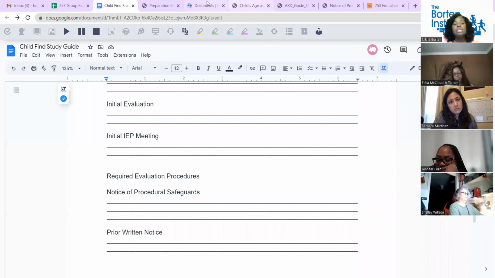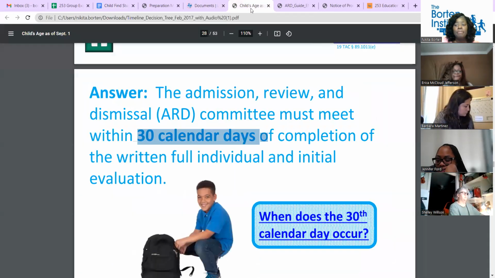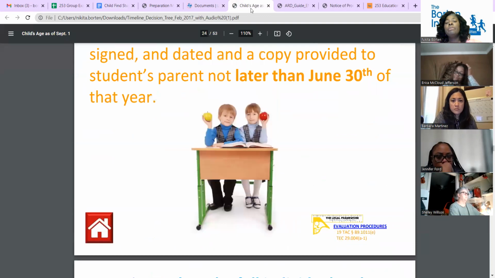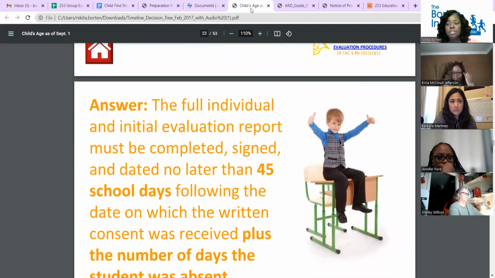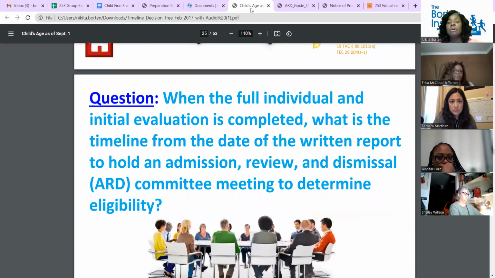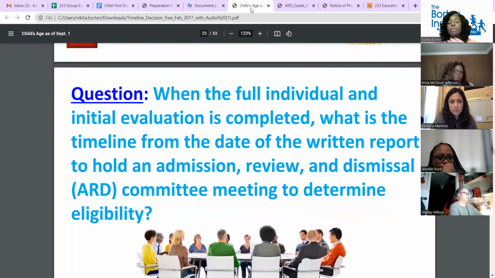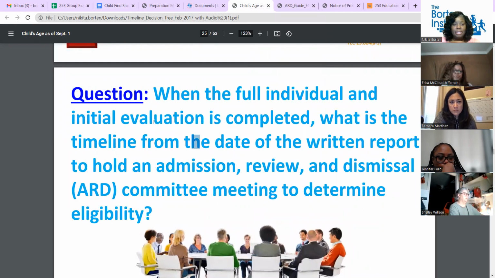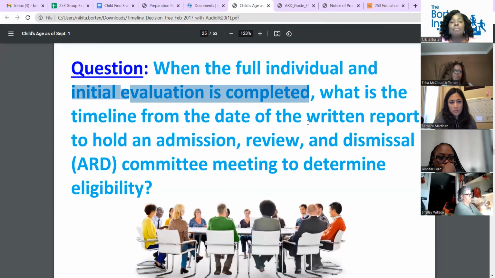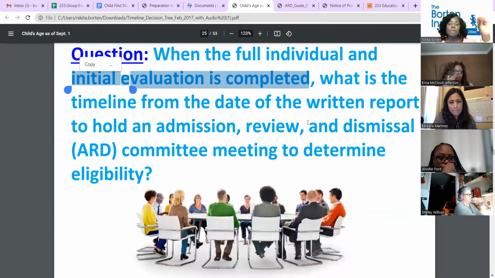Okay, here we go. Let's talk about the initial timeline to have the ARD. So we went through all the scenarios for the initial FIE. Now we're going to go through all the scenarios for an initial IEP, for the initial ARD meeting. When the initial evaluation is completed, it's signed, we're finished. What is the timeline from the date on the report to hold the ARD meeting?